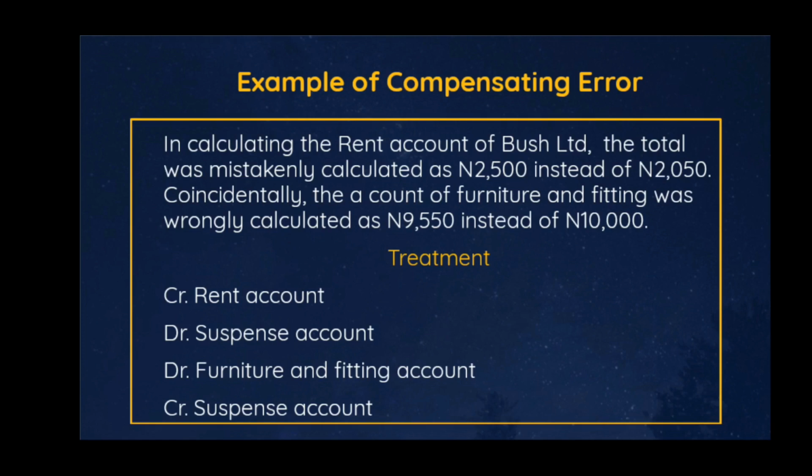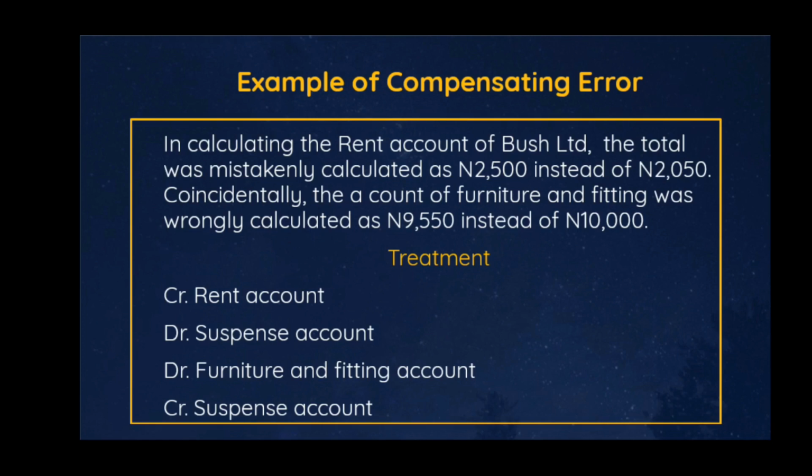So which means our trial balance is likely to have an excess of 450 naira, but coincidentally the account of furniture and fitting was understated with the same amount, which means the excess of rent account will cover up for the shortage of furniture and fitting account. In this situation, a suspense account we are going to use to correct it, which means the rent account which we have excess of 250 naira, we will remove the 250 naira using suspense account. That is, we credit the rent account with 250 naira. So the corresponding debit entry will now go to the suspense account. That's the treatment for the rent account.